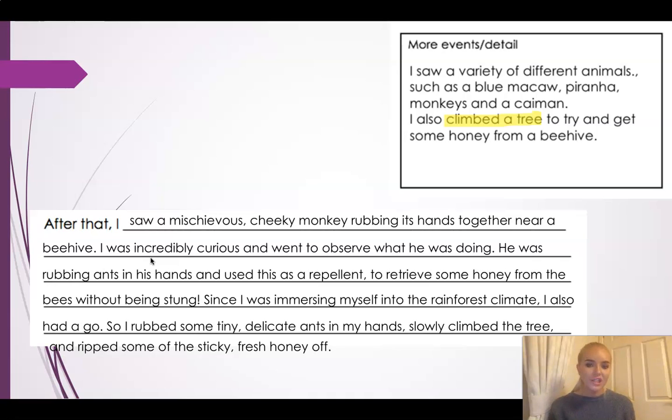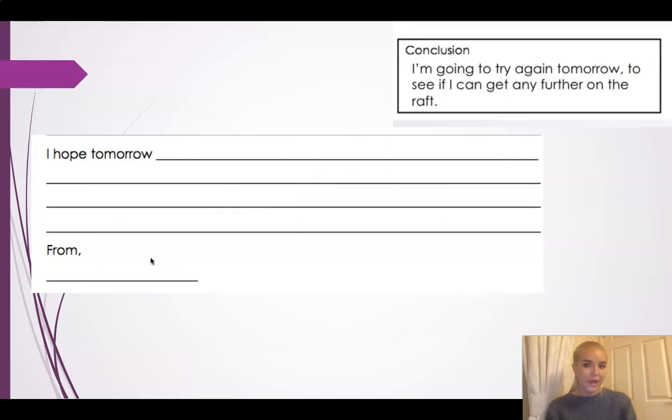And make the reader imagine. Now, I want you to read this paragraph. Are you happy with it? Can we move on? Okay, so our conclusion then. So our conclusion is starting with the words, I hope tomorrow.